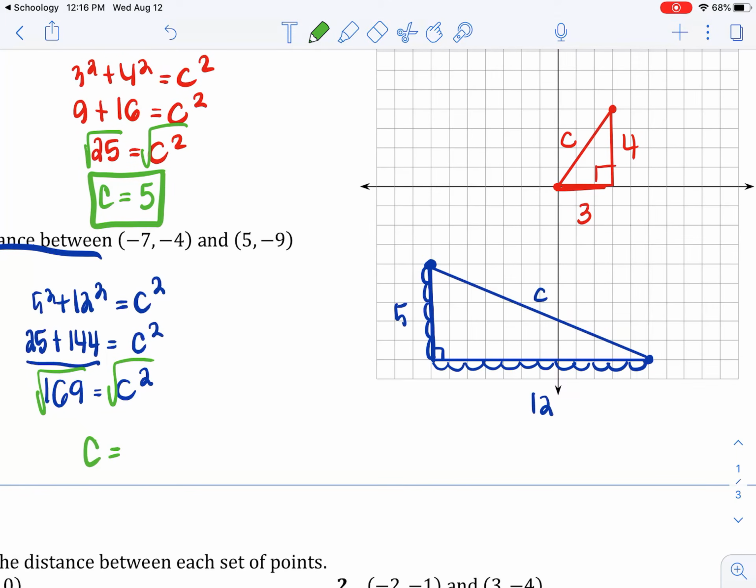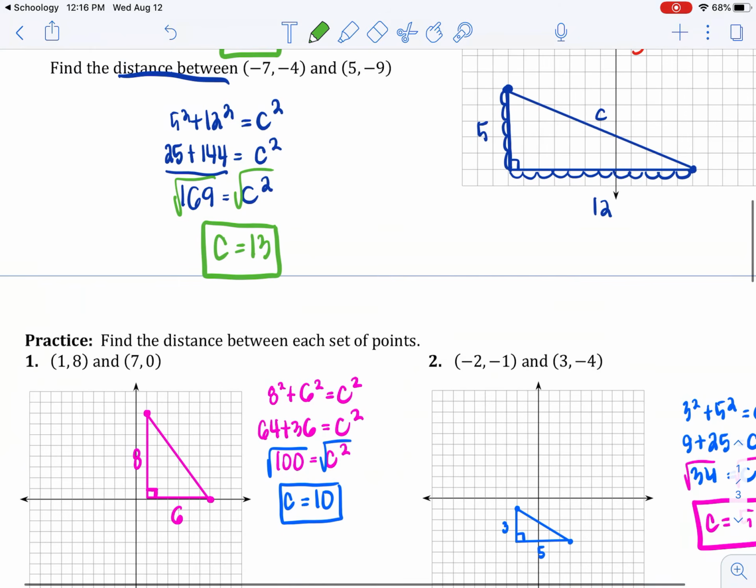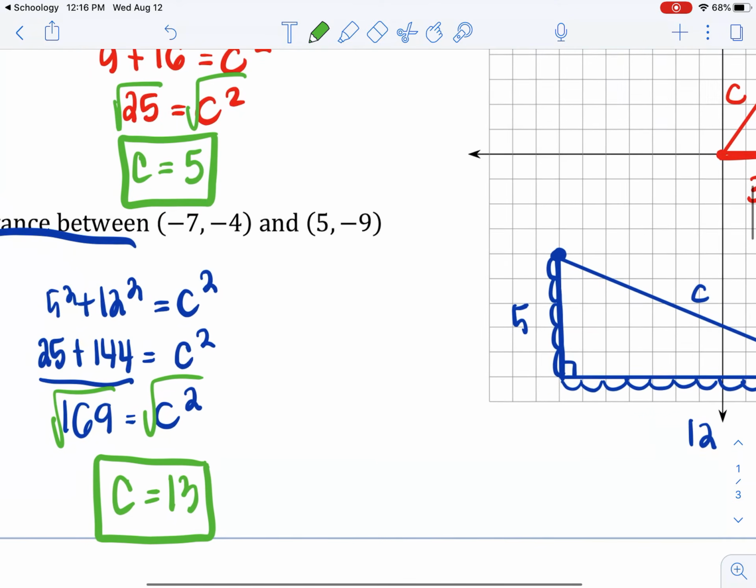C equals 13. Once again, if you don't know your perfect squares, I would make sure you do know them. If you're like, I just don't know what, I would know up to 15. So I would know what 1 squared's 1, 2 squared's 4, 3 squared's 9, 4 squared's 16, so on and so forth, up to 15 squared. Okay, I moved it too fast.